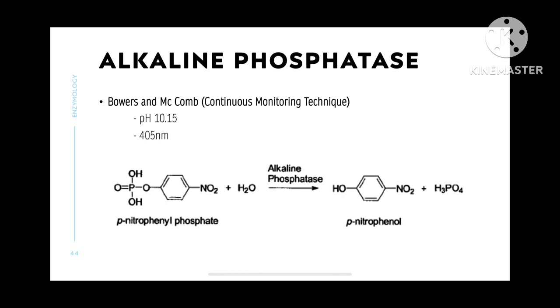Para-nitrophenyl phosphate is colorless, and it hydrolyzes to para-nitrophenol, which gives off a yellow color. The increase in absorbance at 405 nanometers, which we will be observing soon, is directly proportional to the alkaline phosphatase activity.